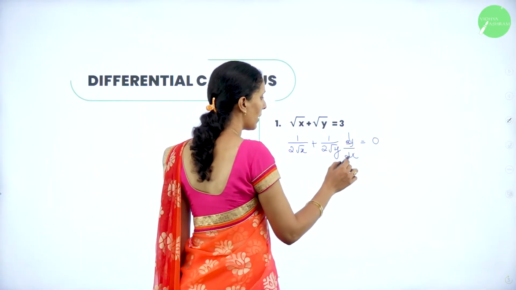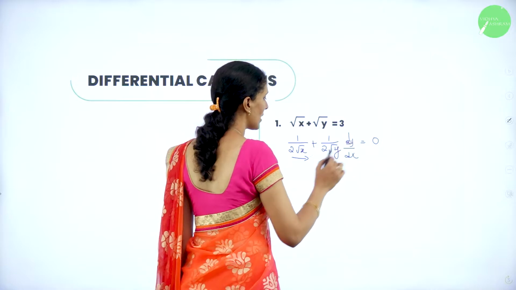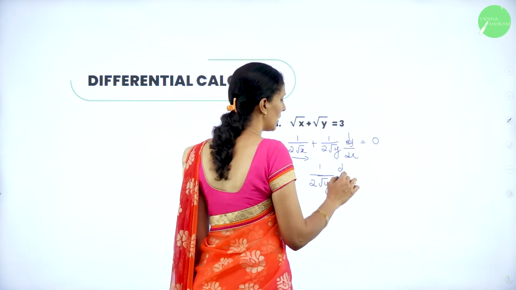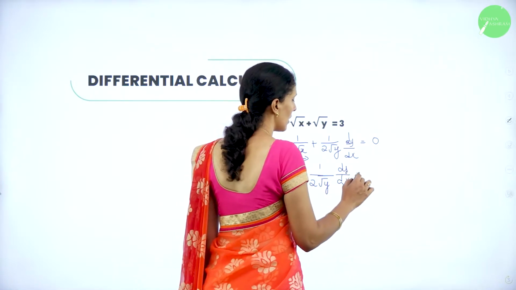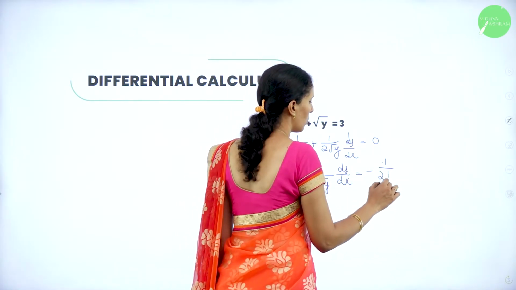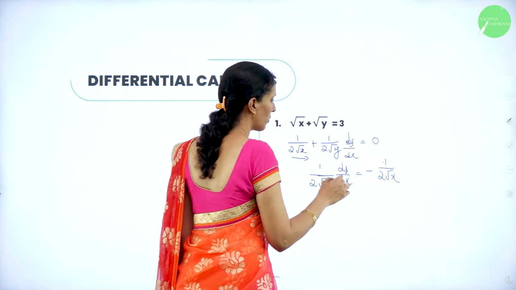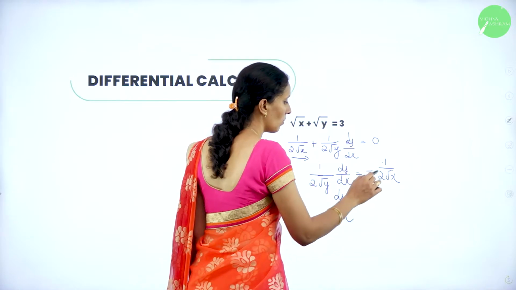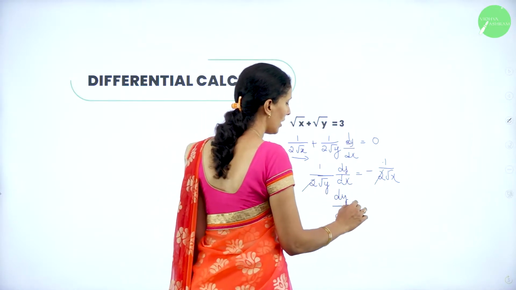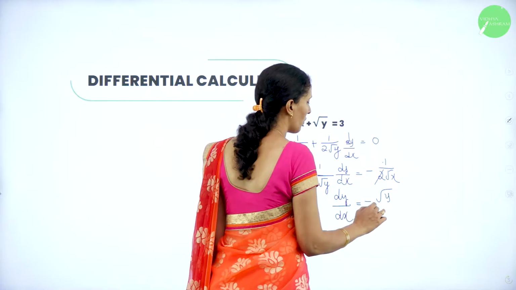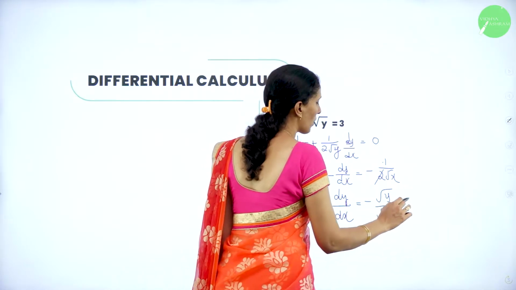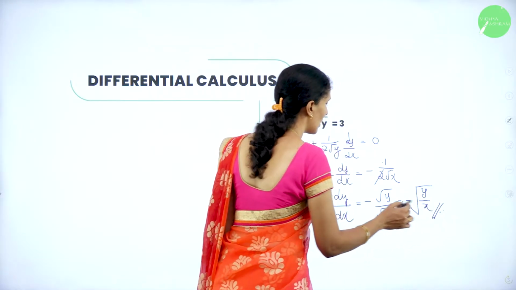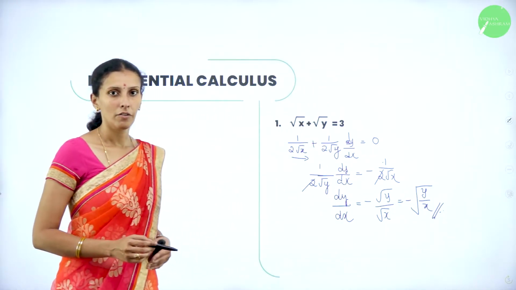Now we need dy by dx. Shift to that side. So it is 1 by 2 root y dy by dx is equal to minus 1 by 2 root x. Next, shift to the numerator. So dy by dx, you can cancel 2 and 2 on both sides. It is minus root y by root x, or you can write it as minus root of y by x. So this is the derivative of the given implicit function.